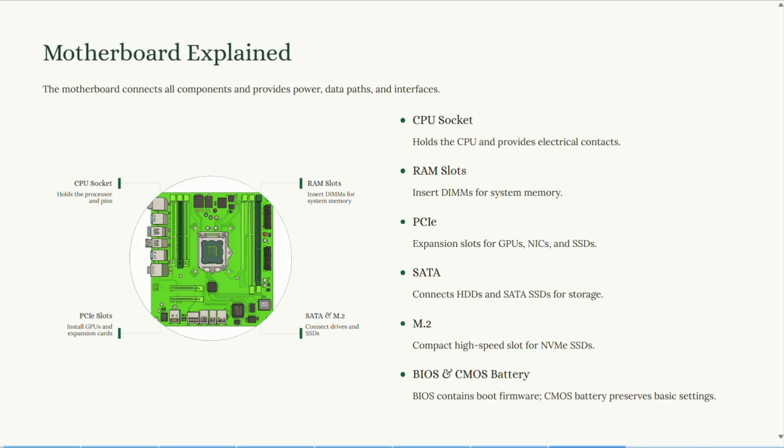Let's look at some of its important parts. The CPU socket is where the processor is installed. The RAM slots are used to install memory modules. PCIe slots allow you to add expansion cards such as graphics cards, Wi-Fi cards, or sound cards. For storage devices, the motherboard provides SATA ports, which connect HDDs and SATA SSDs. Modern motherboards also include M.2 slots, which support high-speed NVMe SSDs.